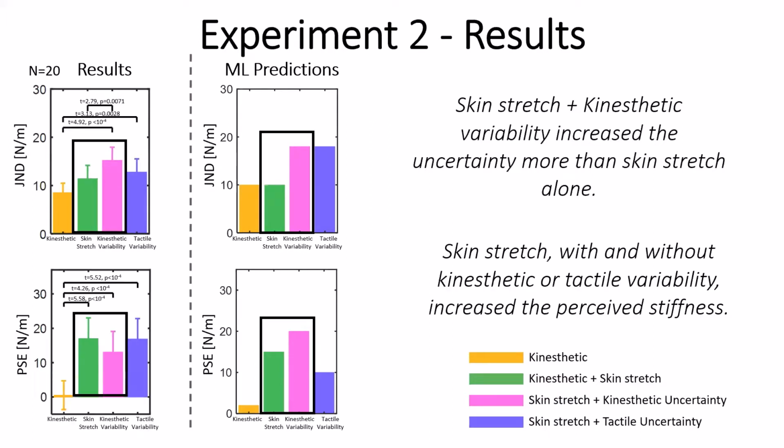We then looked at the perceived stiffness found in our experiment to see if it corresponded to the maximum likelihood predictions. And what we saw was that in our experiment, the kinesthetic uncertainty did not lead to a larger increase in the perceived stiffness and may have even had the opposite effect, leading us to believe that tactile and kinesthetic information may not be integrated according to maximum likelihood in stiffness perception.